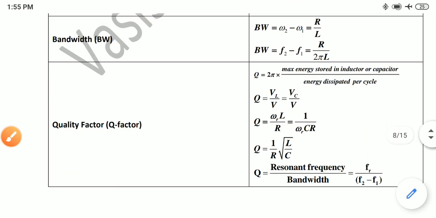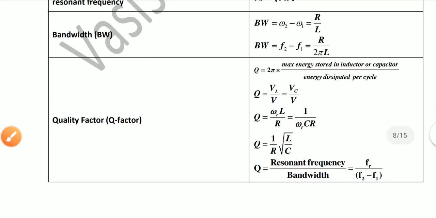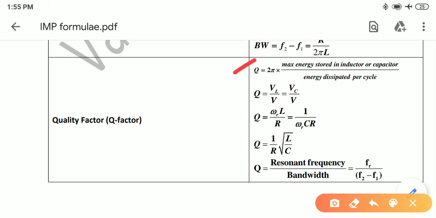Next, the Q factor, a very important factor. We have many definitions for the Q factor. It can be given as 2 pi into maximum energy stored in the inductor or capacitor divided by energy dissipated per cycle. The next formula: Q is equal to VL by V or VC by V, where VL and VC are the voltages across the inductor and capacitor respectively, and V is the supply voltage.